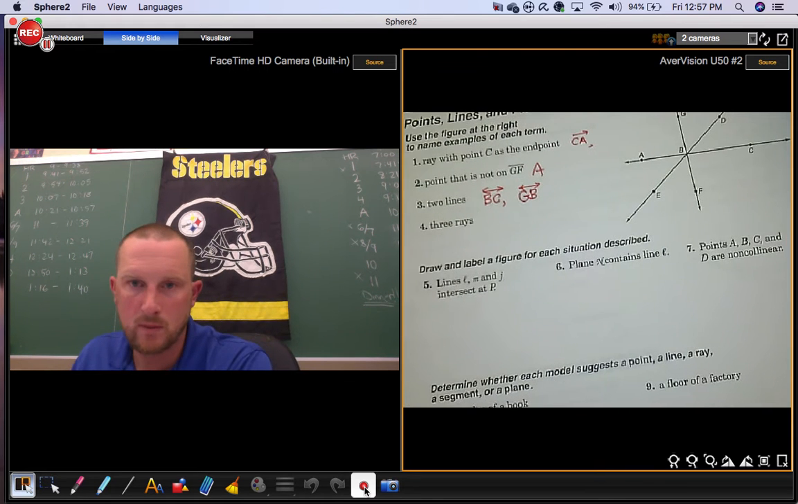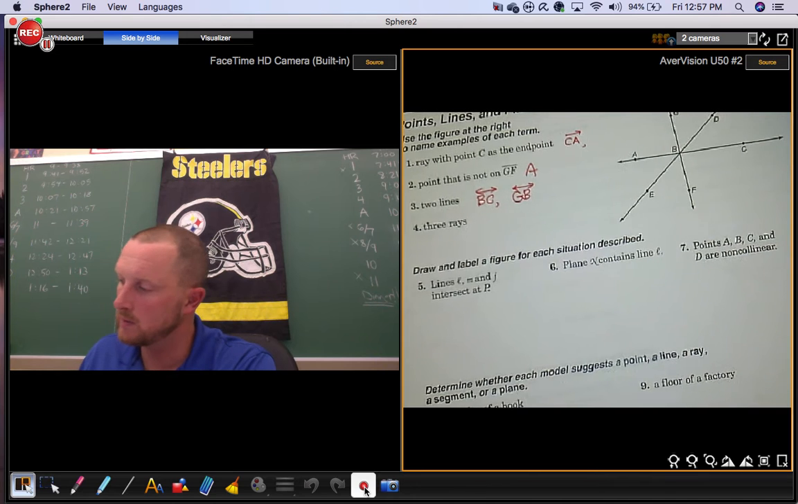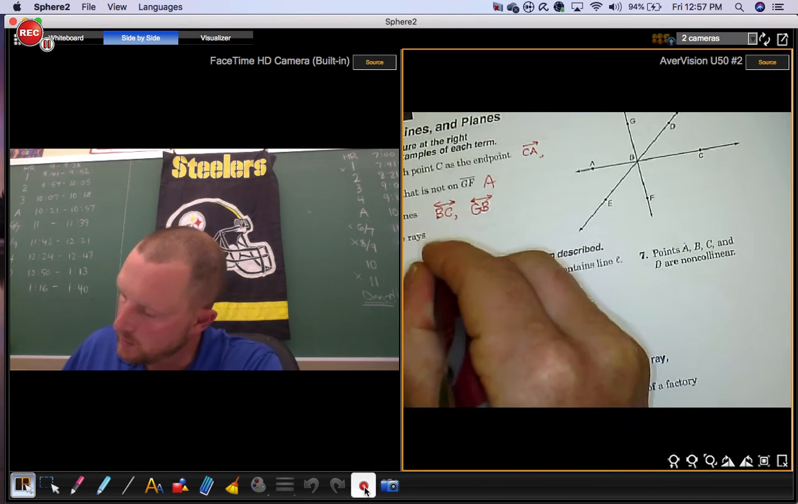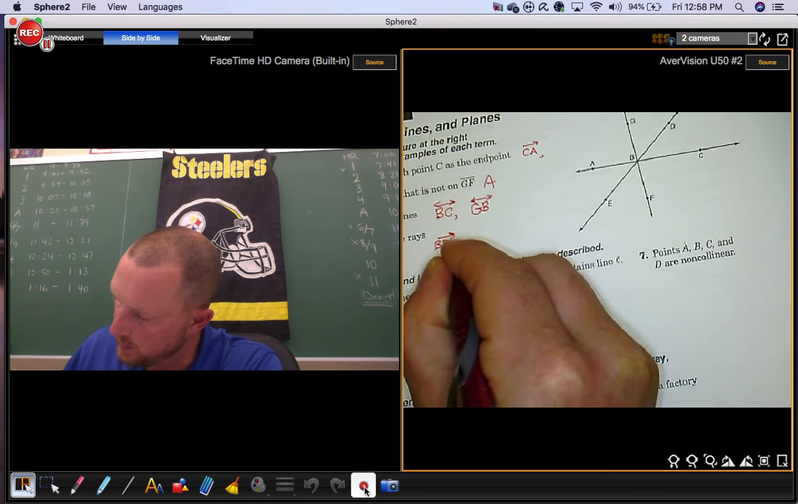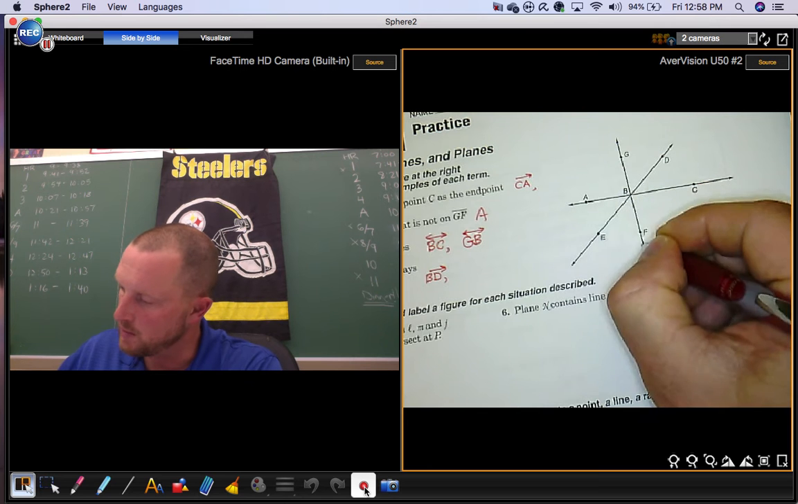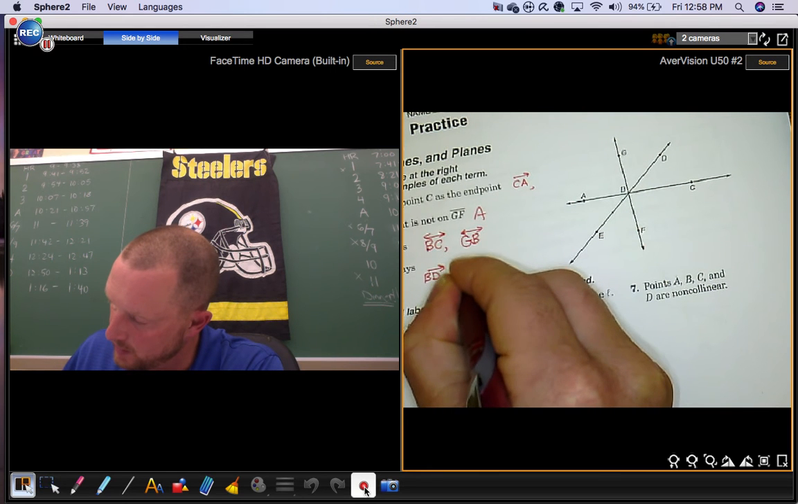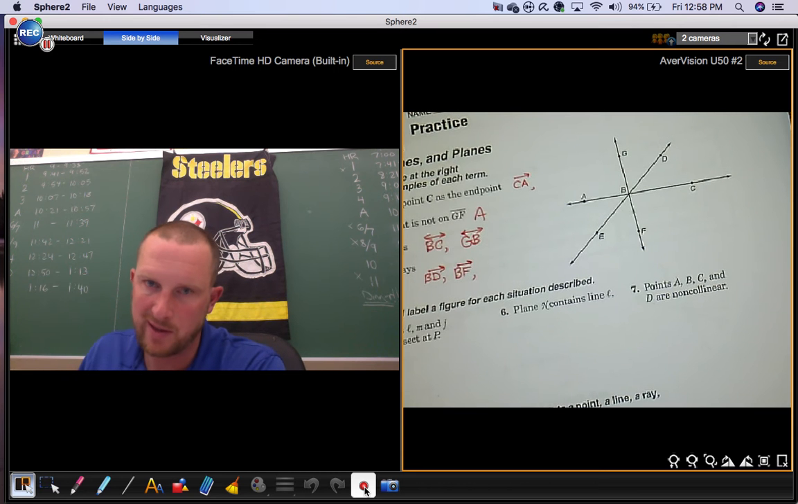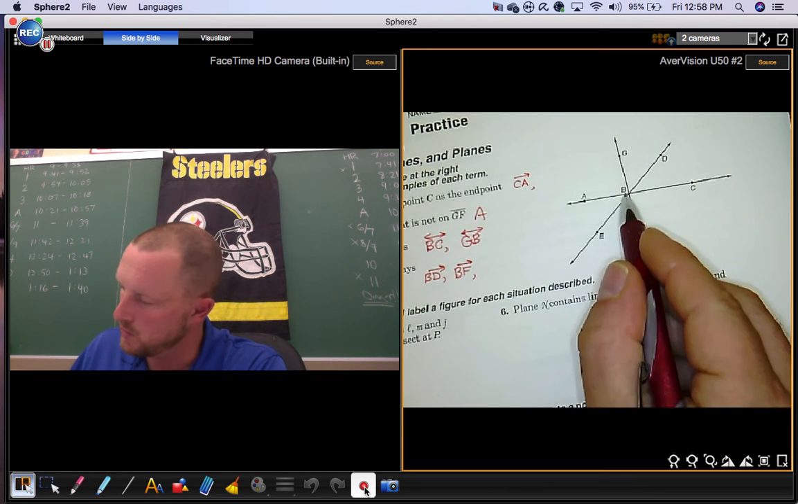Number four, name three rays. Here's one. Starting at B, going towards D forever. Here's one. Starting at B, going towards F forever. Still pointing that shorthand notation arrowhead to the right. And here's one, ray BA.